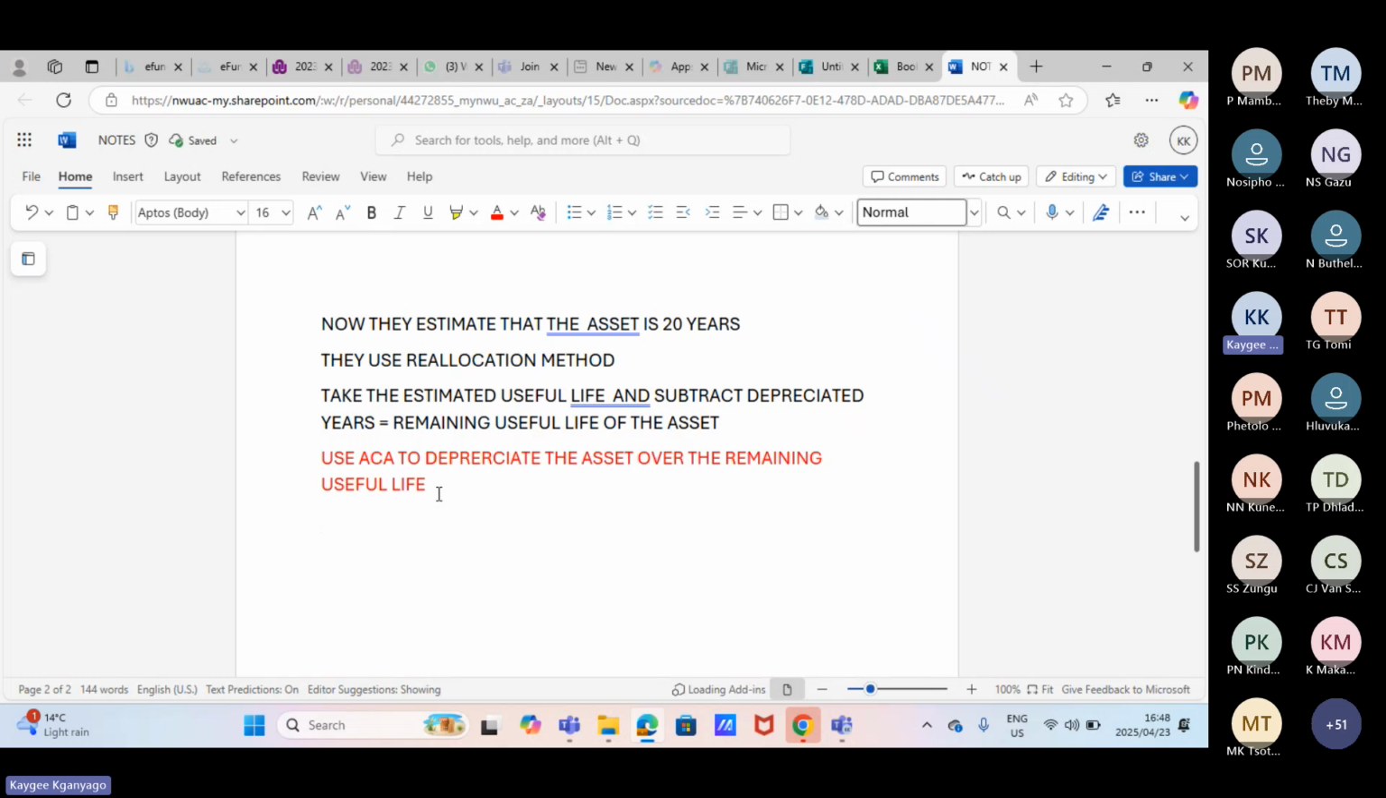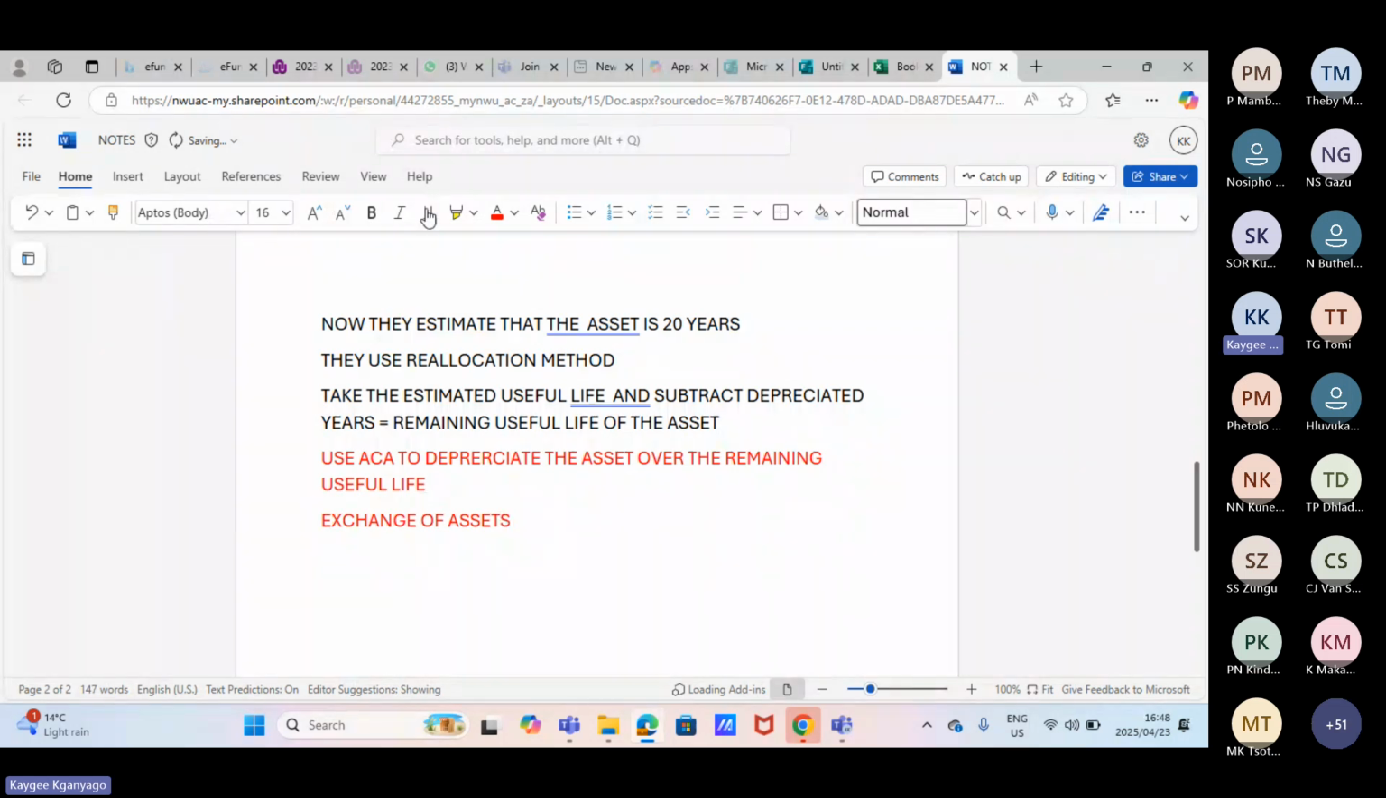So in changes, the exchange of assets, ne? Exchange of assets. It also has its own rules, ne?